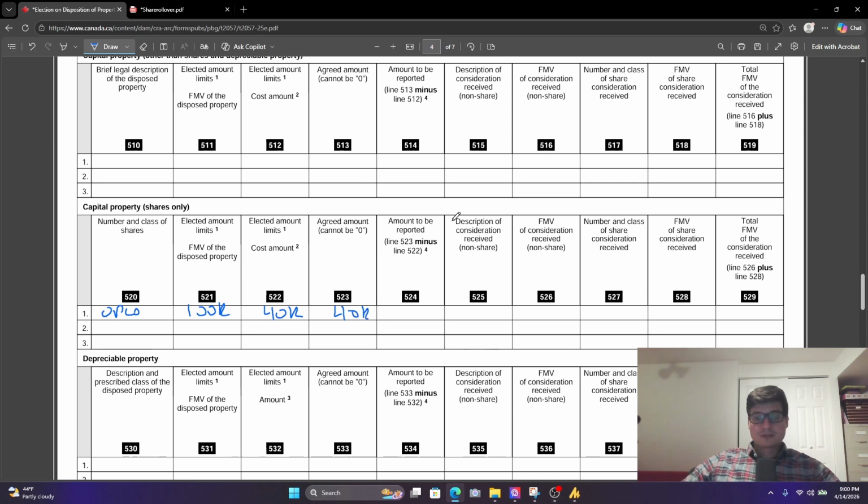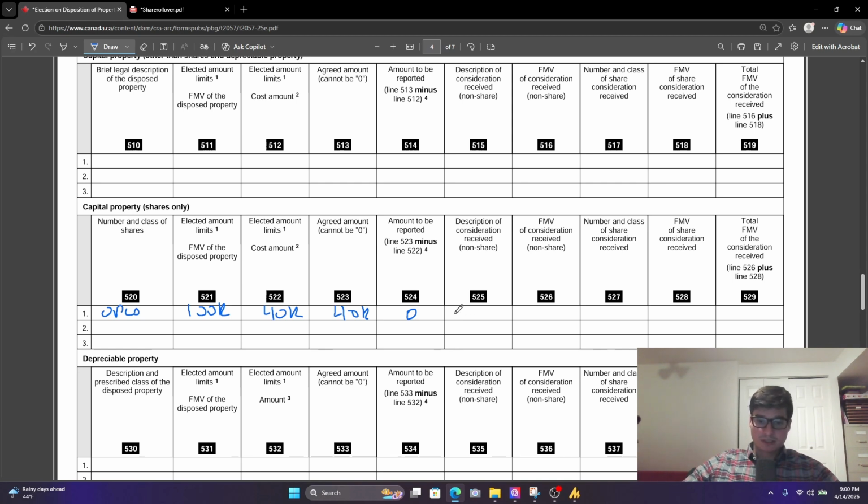Now, if there's any difference between 523 and 522, then there is a tax implication. There will be some income either in capital gain or in something else, but there will be a tax implication here. Since we're doing 40,000 minus 40,000, this is 0, and we now know that there is no tax implication at this point. We can look at the description of consideration received that is non-share.